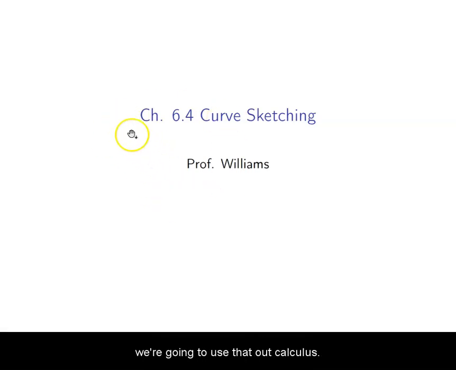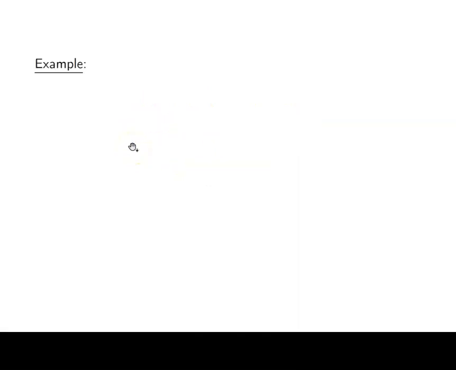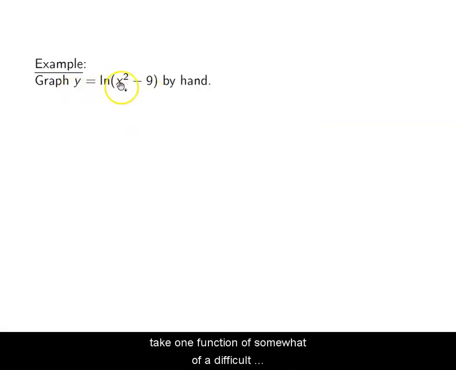Right, and so that's what we're going to do today. We're going to use calculus to analyze a graph, and then we'll just put it all together. Okay. So we're really going to just have one example. We'll just take one function, somewhat of a difficult function. Here we have natural log of x squared minus 9.